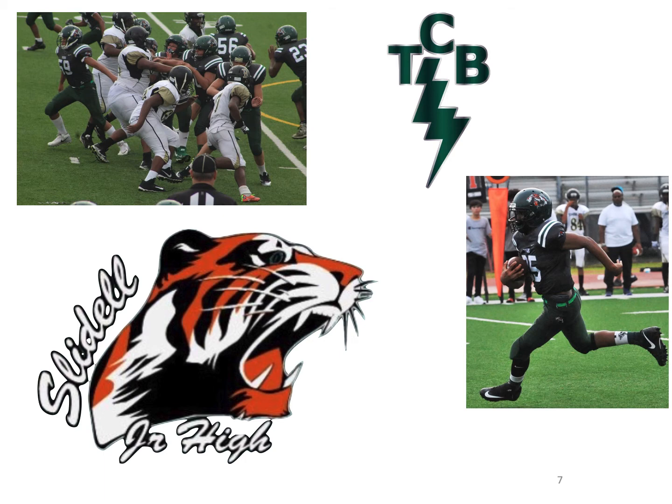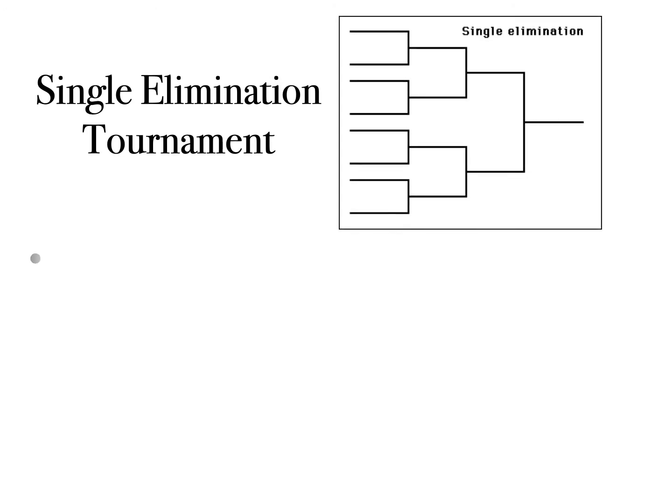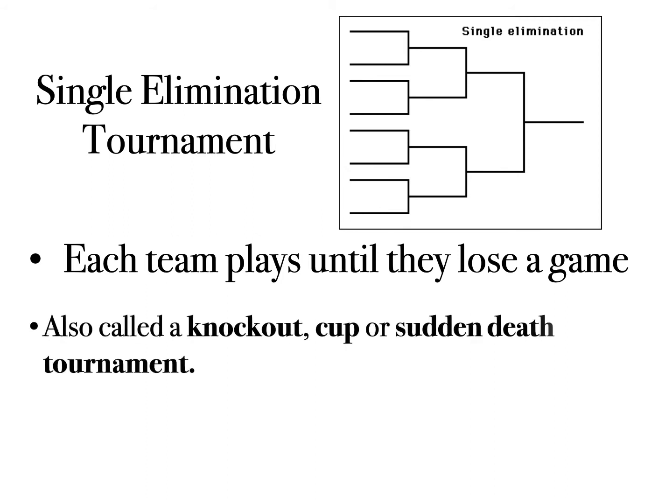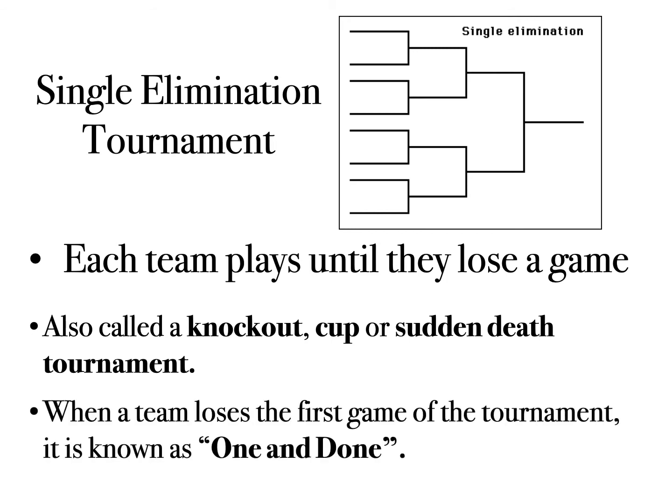All right, so now let's talk about a single elimination tournament. A single elimination tournament is when each team will play until they lose 1 game. Once they lose a game, they are now out of the tournament. It is also called a knockout cup sudden death tournament. And a lot of times, one of the common phrases you hear in single elimination tournaments, if a team loses their first game, they're known as one and done.